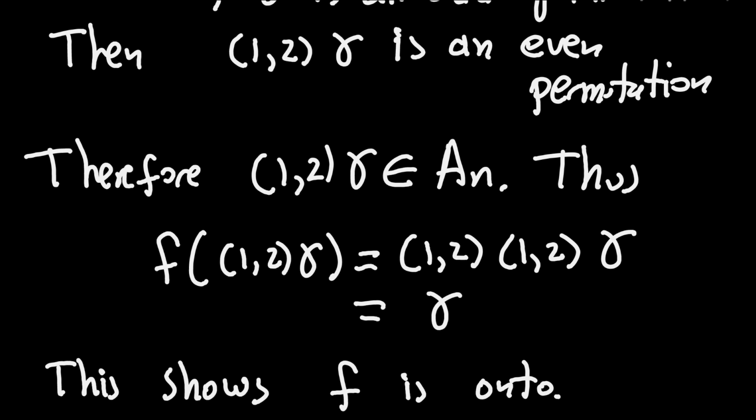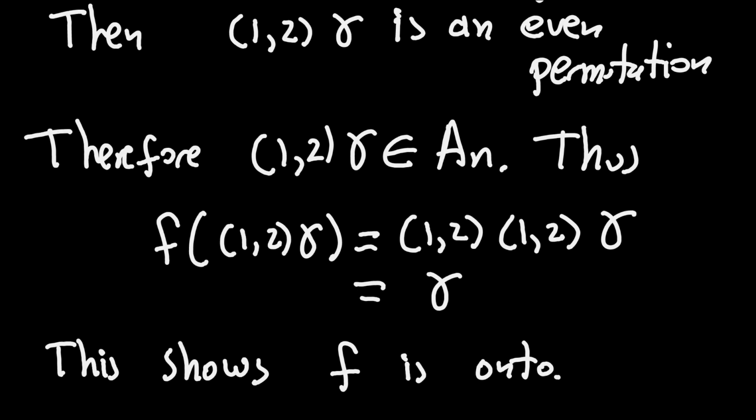Now, we claim that this is the element that gets mapped into gamma. So let's see that. If we apply the function f to this element in the domain, (1 2) gamma, remember what the definition of f is. f applied to any element of An is multiplied by (1 2) on the left. So we get this, just by the definition of the function. But (1 2) and (1 2), these two cycles are inverses of each other.